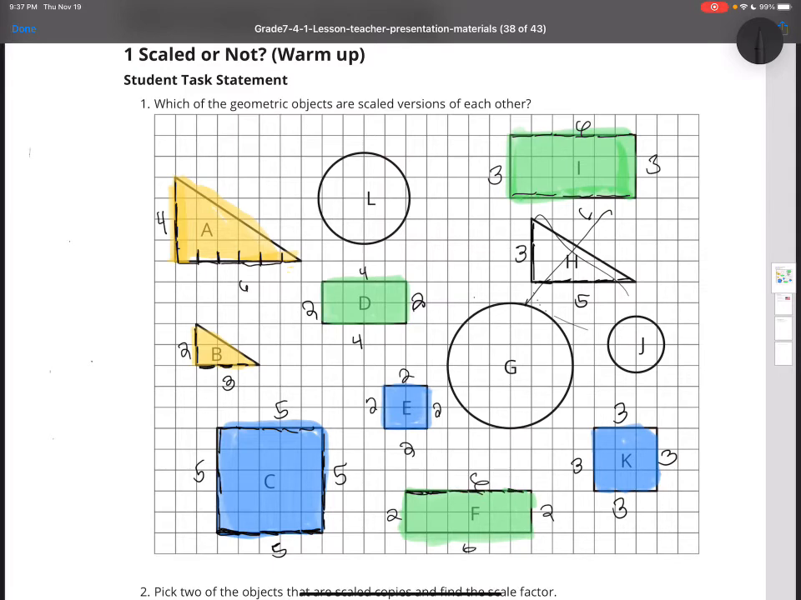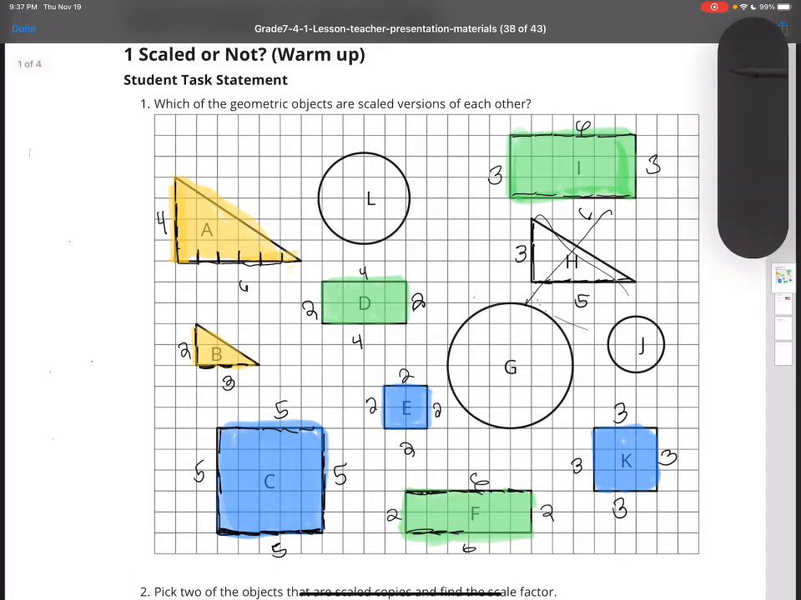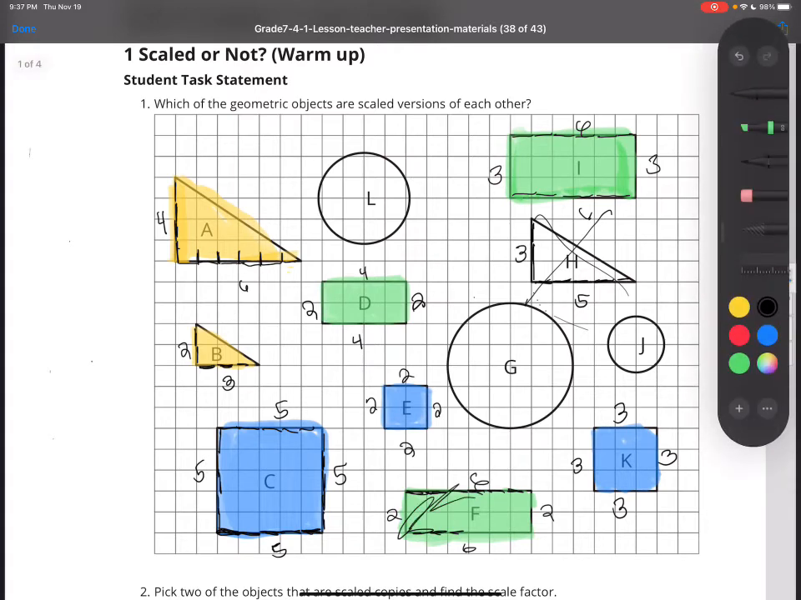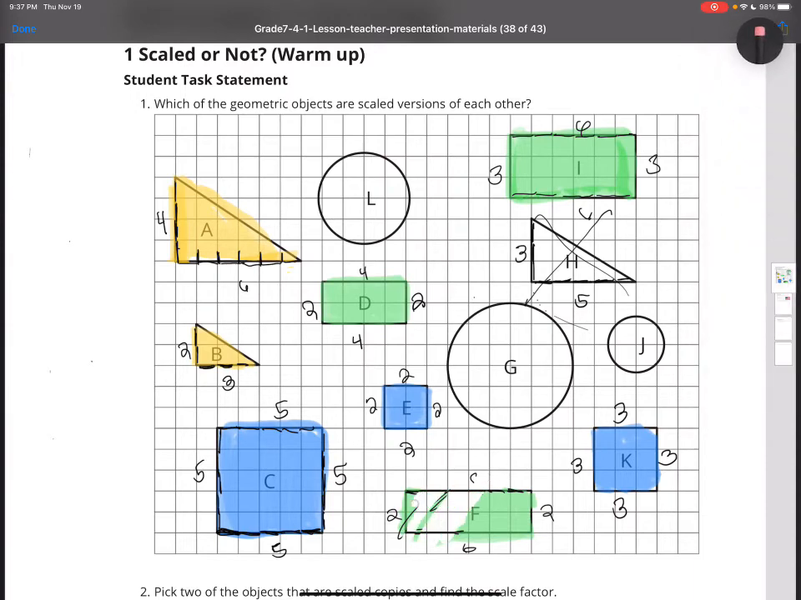Uh-oh. All right, so the base is actually 3 times longer than the height. I apologize about that. And the relationship was going in halves, so this is going in thirds. This would not be a scale copy of figure D or I. So I'm going to erase it, and I'm going to put an X over it.